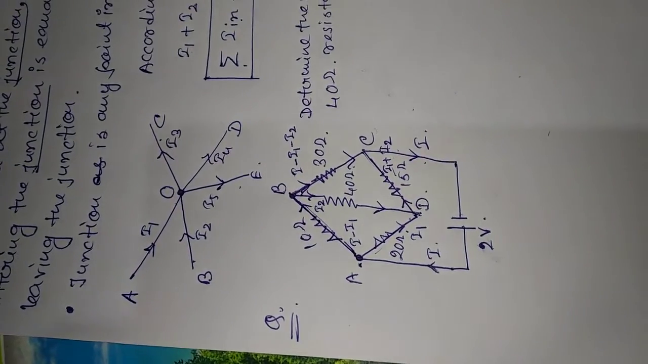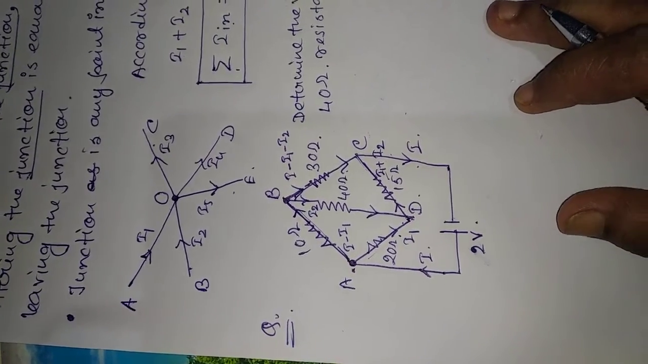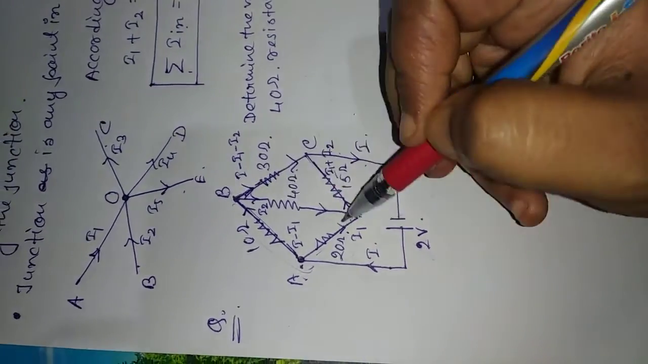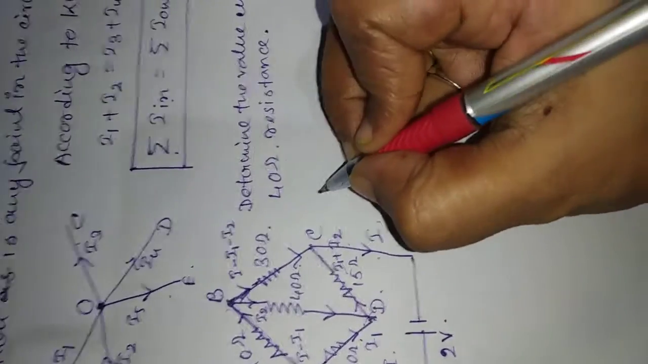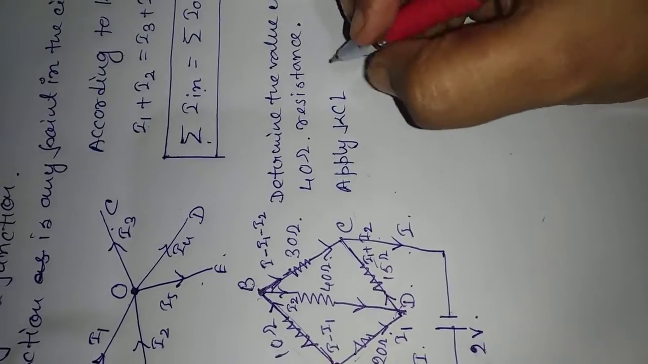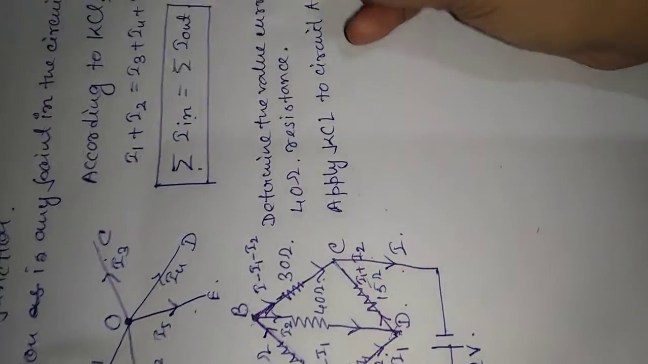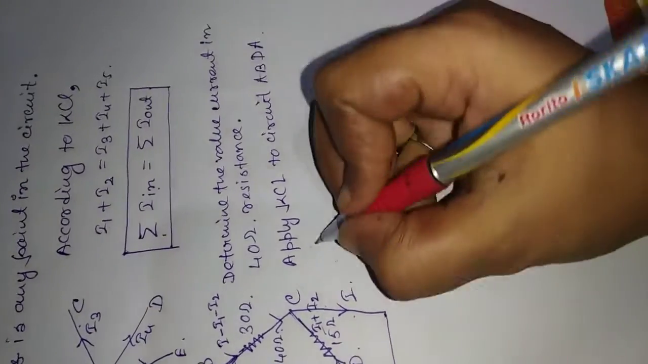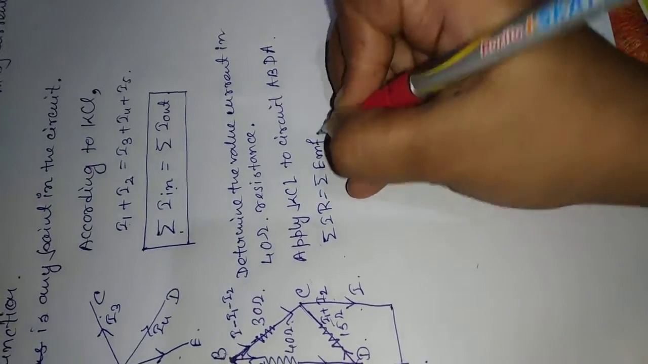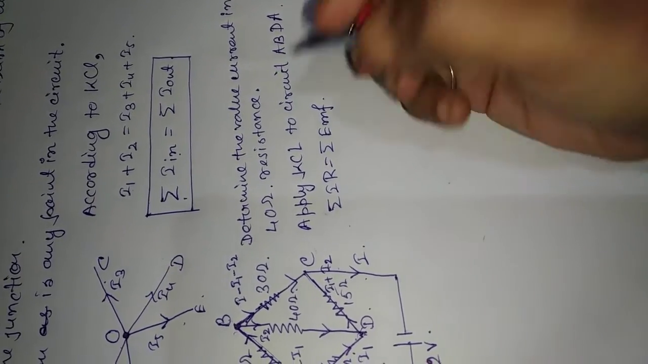Clear? So for the circuit A, B, D, A, first A, B, D, A, this part, I am applying KCL in this part. So apply KCL to circuit A, B, D, A. Clear? That is summation of IR is equal to summation of EMF, in general according to Ohm's law.